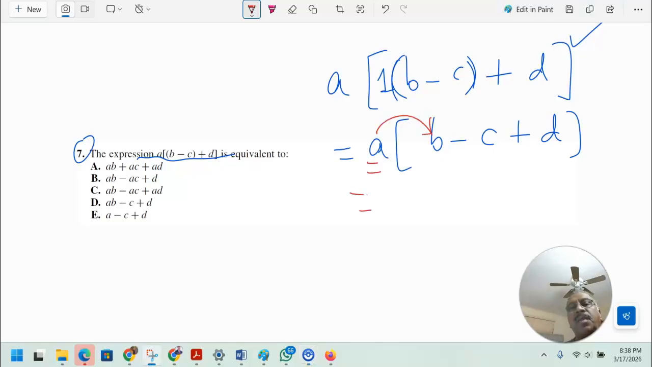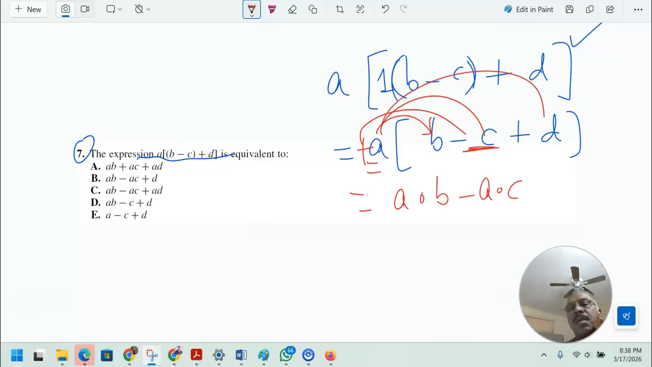So A times this B is A times B and A times minus C, this is plus times minus, which is minus. And A times C is AC. And then this one both are plus plus. So A plus plus and A times D. And again the answer is AB minus AC plus AD. So you can see this is the answer here.